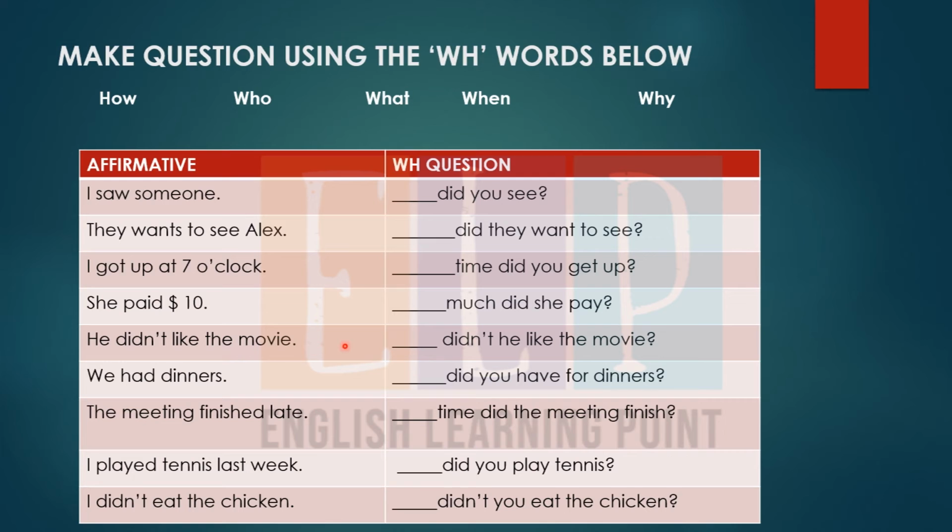He didn't like the movie. Dash didn't he like the movie? We had dinner. Dash did you have for dinner? The meeting finished late. Dash time did the meeting finish? I played tennis last week. Dash did you play tennis? I didn't eat the chicken. Dash didn't you eat the chicken? So after reading all of these sentences, we can find out our WH questions. Now let's think for 5 minutes and then fill out these blanks, reading these sentences again, and find out whether it could be what, where, how, who. It all depends on the affirmative sentences.